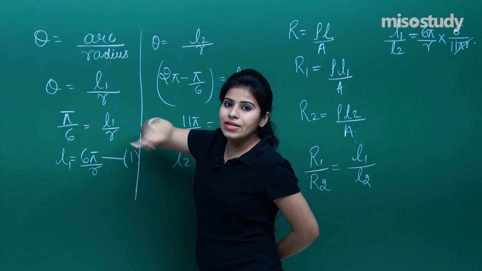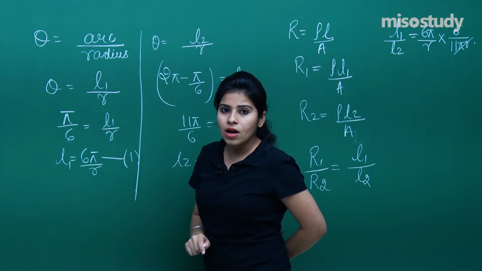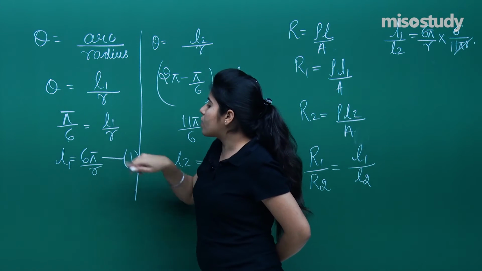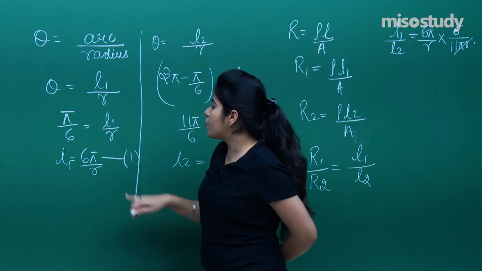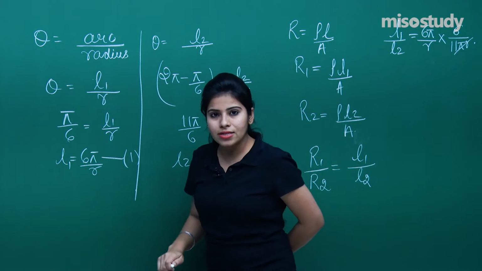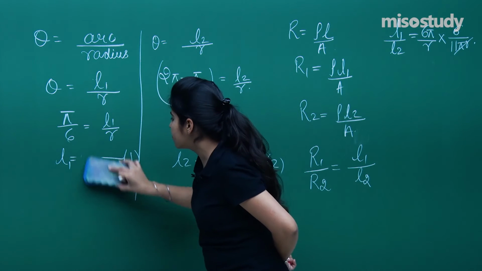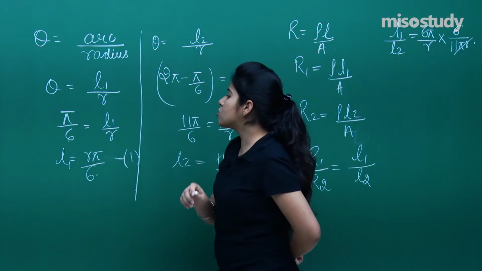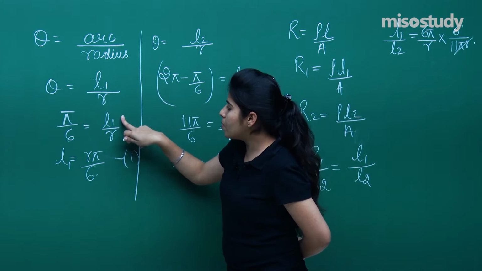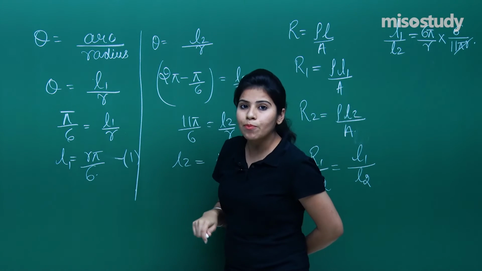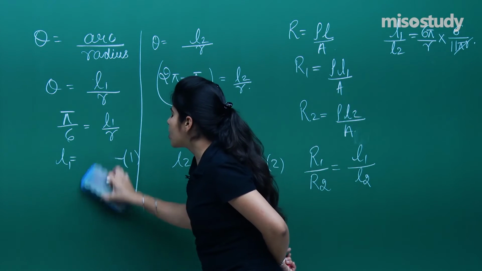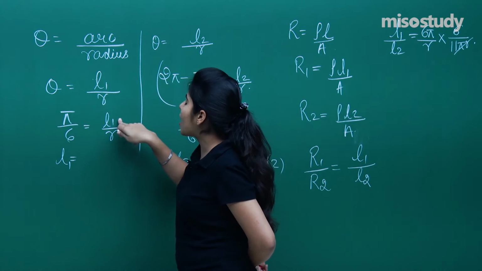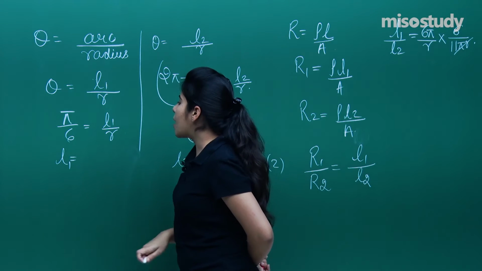I have been writing theta equals arc upon radius. So from here theta equals L1 upon r, pi by 6 equals L1 upon r. So from here your L1 will be r pi upon 6. That means here is the mistake that I have made. You can make that correction, because I was just making myself confused. From here I can definitely say my L1 will be pi r upon 6.